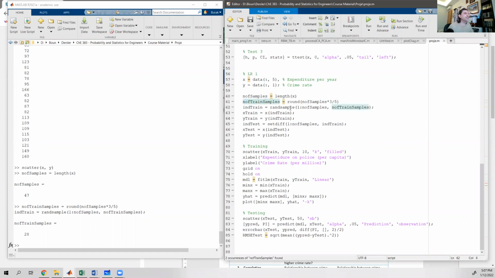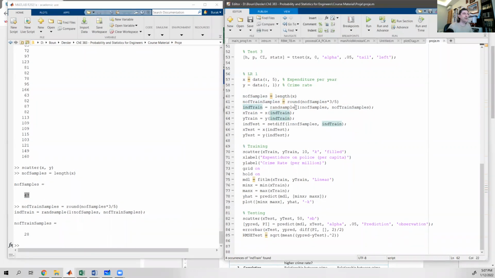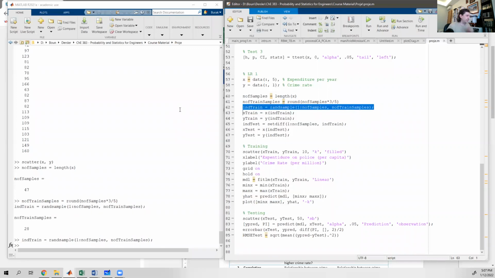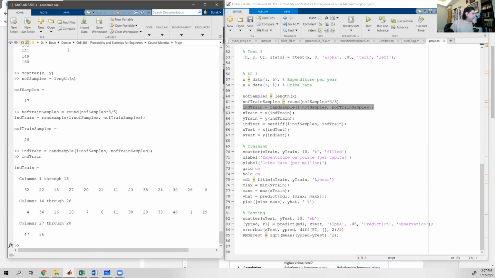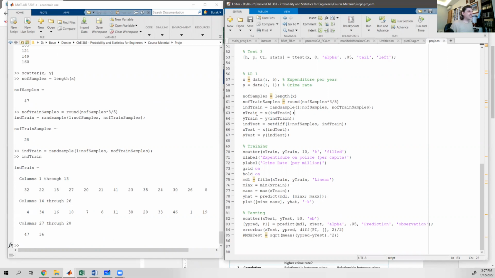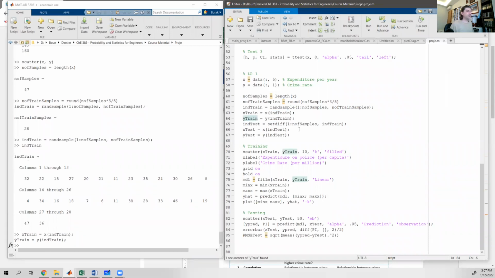So what I do here is I randomly sample from these 47 data points. randsample is the command in Matlab. Please type help and see how these commands work. And I'm going to take 28 of them, and these will correspond to training data points. So these are going to be the indices that I'm going to be using. These indices are taken from X and Y values, and they are stored in X train and Y train.